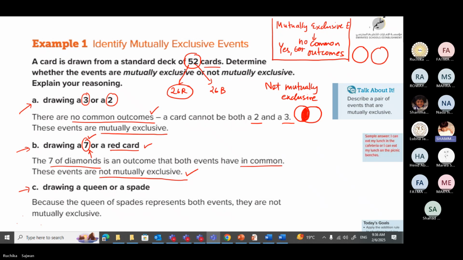Drawing a queen or a spade. Because the queen of spades represents both events, they are not mutually exclusive.